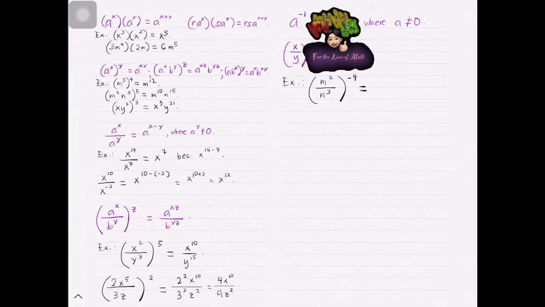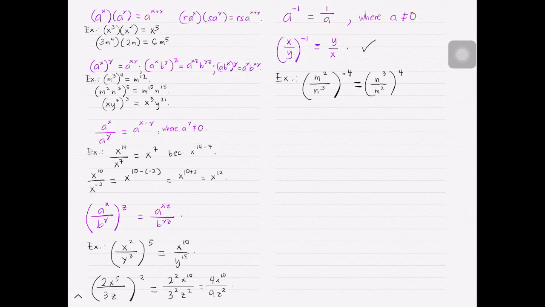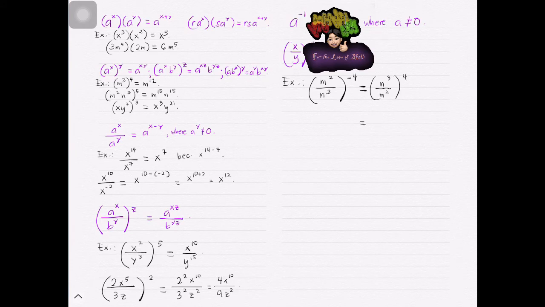Aside from having the reciprocal of the base in that algorithm, negative exponent would mean that to make the exponent positive, all we have to do is to have the reciprocal of the base. So for this example, this will now be n cubed over m squared to the power of positive 4. It will now be positive 4 because we had the reciprocal of the base. Just like that example x over y that was being raised to negative 1, after the reciprocal, their exponent will be a positive 1. So to simplify n cubed over m squared being raised to 4, we just have to use this algorithm.